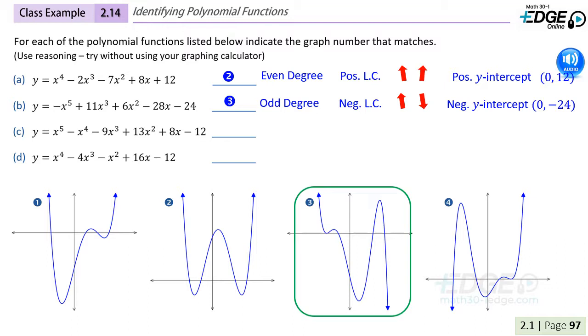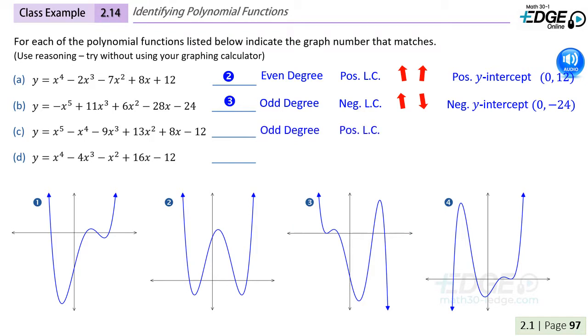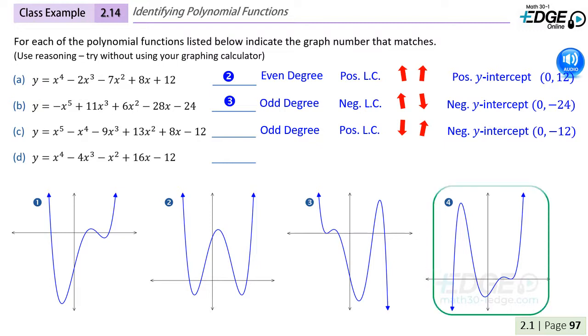For example B, we don't even need to consider the negative y-intercept here. The fact that this is of an odd degree and that it has a negative leading coefficient is already enough for us to determine it's graph 3. Graph 4 is also odd, but with the positive leading coefficient, and guess what? That will be part C. So again, notice we've really focused in on just the leading coefficient, the degree, and the constant term.